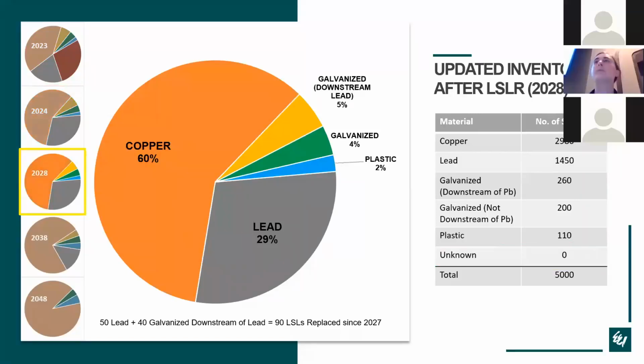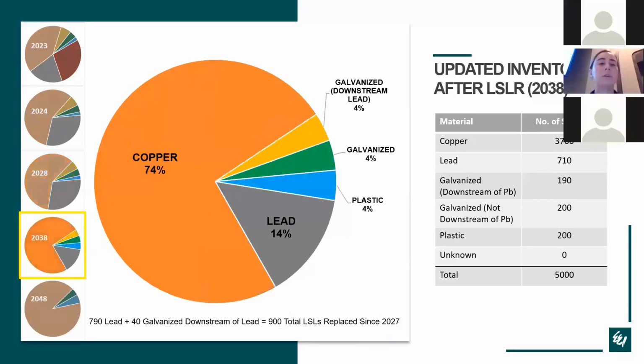So this is a couple years down the line in 2028. So this would be 1 year after your lead service line replacements start per the Act. We can see that the community has replaced 90 lead service lines. That's part of their 5% replacement rate. And the community is working towards more lead service line replacements.